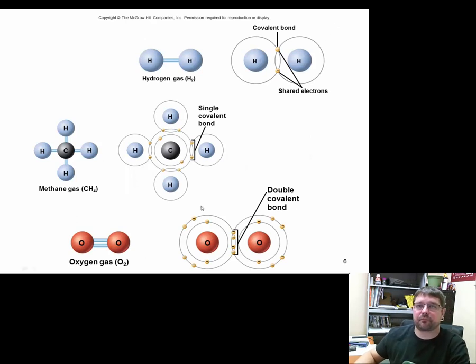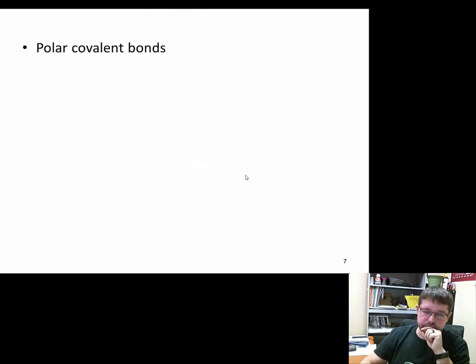So here you can see just a few examples of covalent bonds. The formation of hydrogen gas, you can see they're sharing electrons. Methane gas, again, electrons shared. And here's a double bond to form oxygen, in which they're sharing 2 electrons. And we'll come back and talk about what happens when you separate these molecules and where the energy is coming from and whatnot.